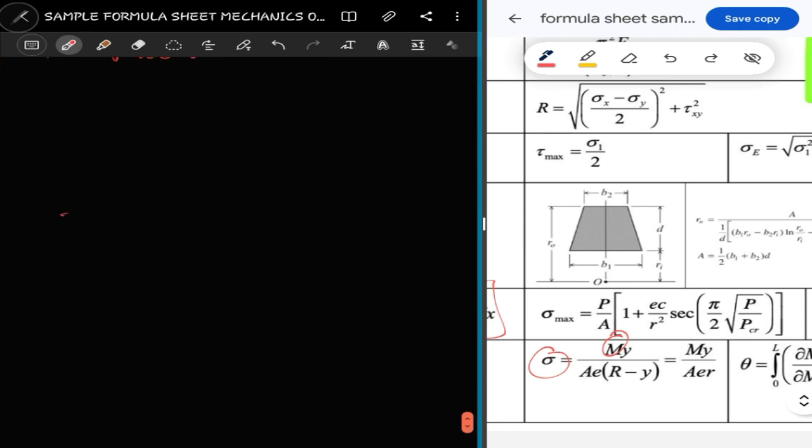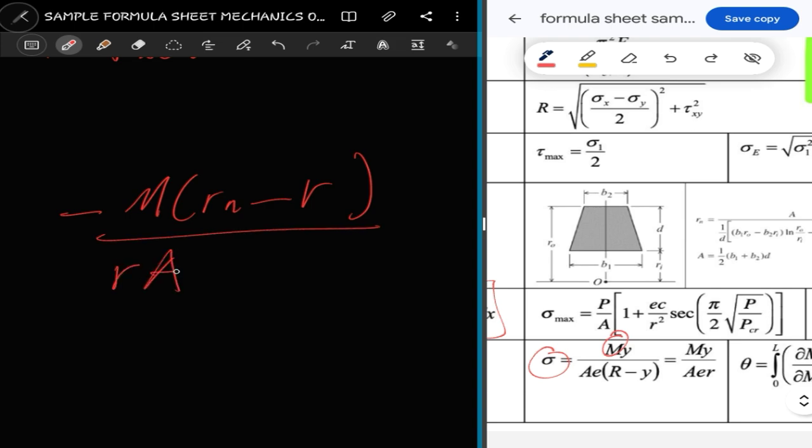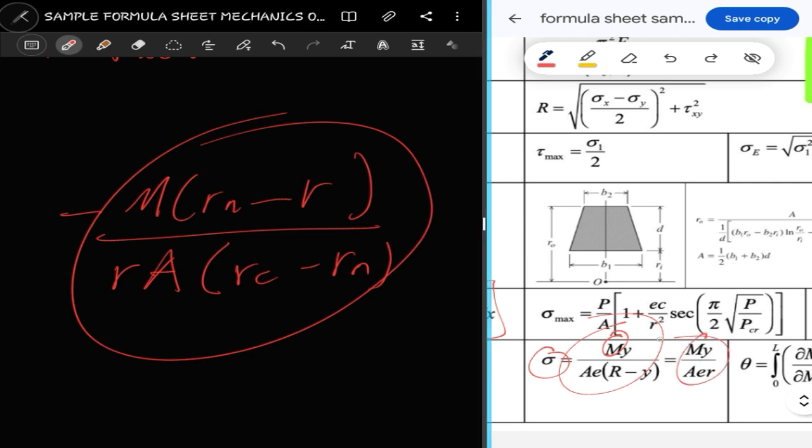So basically, we have minus M, and we have the distance between Rn and R, and then we have R again, and we have the cross-sectional area and the distance between Rc and Rn. So if you see this, know that it's something related. This one right here is basically for curved beams.